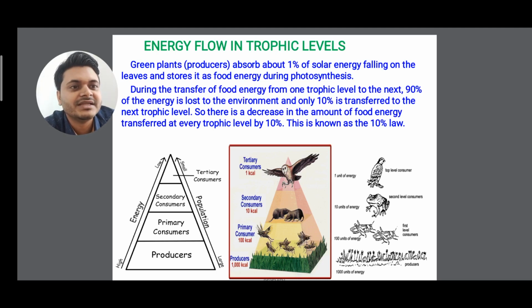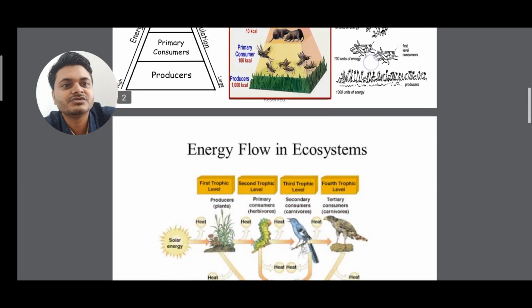Clear? Next, on the right hand side, producers are given. If producers are considered as 1,000 units of energy, then the grasshoppers have 100 units of energy. Next, the frog has 10 units of energy, and at the top level there is 1 unit of energy. So there is a 10% deduction at each trophic level when energy passes from one trophic level to another. Clear? This is the energy flow in ecosystem.